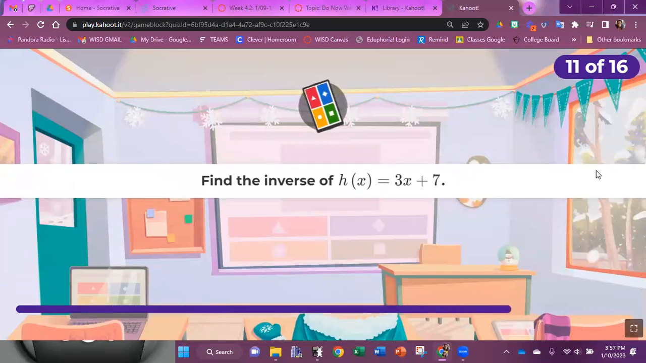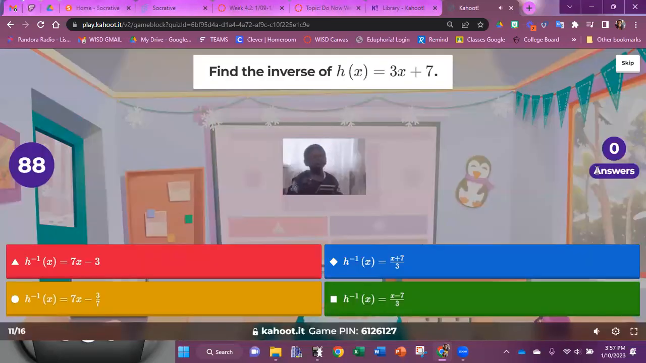Okay. Find the inverse of h of x equals 3x plus 7. What is the first thing you do when you're looking for the equation of an inverse? Flip what? You switch your x and your y.